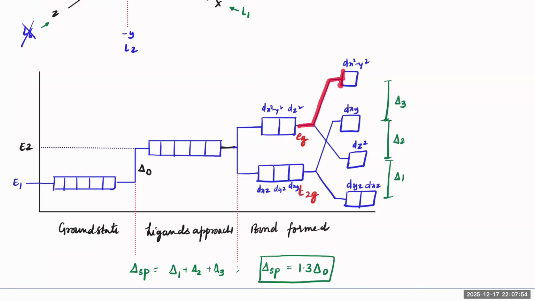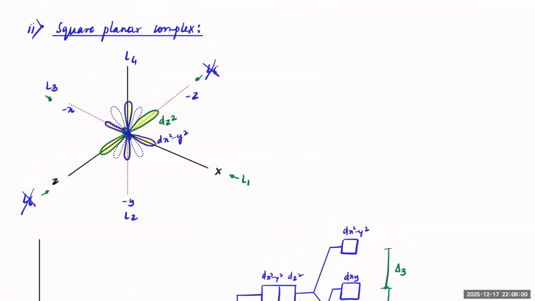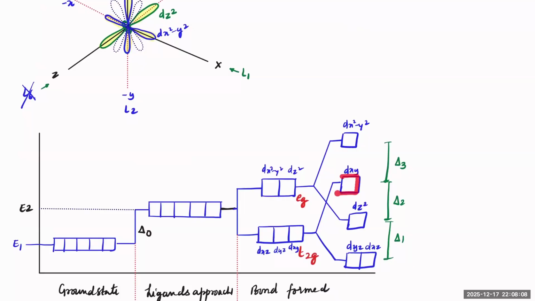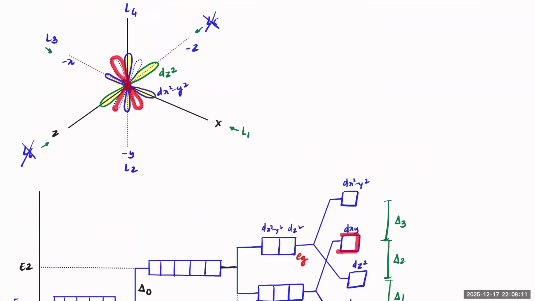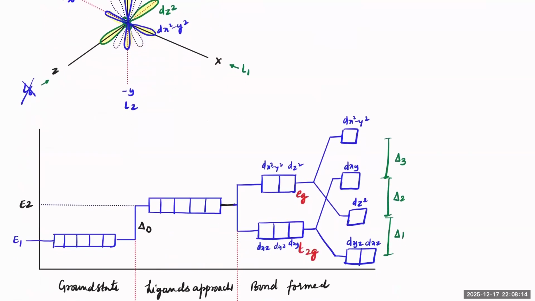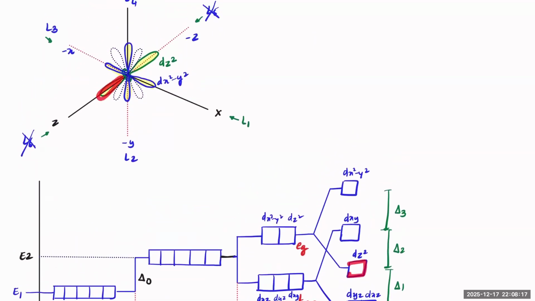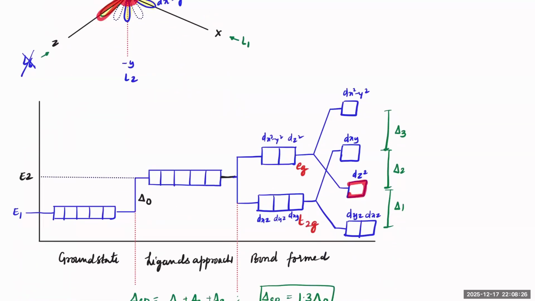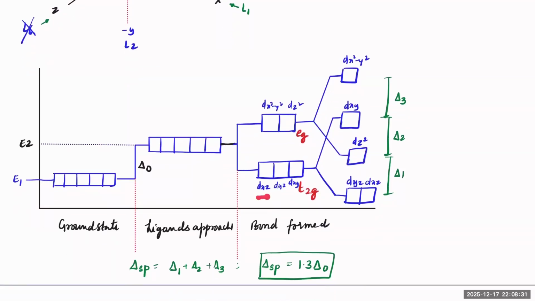The orbital which attains the maximum repulsion will be dx square minus y square, the blue one. After that, it is dxy, which is also on the same plane. And then comes dz square, because this lobe does not get any repulsion, but it has a circular ring around it, and that ring is on the xy plane. So that will get repulsion. That's why dz square will have the next best repulsion. The least repulsion is observed in dxz and dyz.